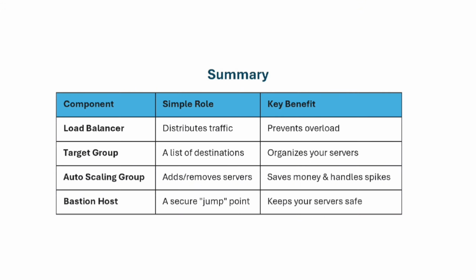So the load balancer distributes traffic and prevents overload. The target group is like a list of destinations that organizes your servers. The auto scaling group adds or removes servers, saves your money and handles spikes. The Bastion host is a secure jump point that keeps your server safe. So that was a video today explaining load balancer, target group, auto scaling group and Bastion host.